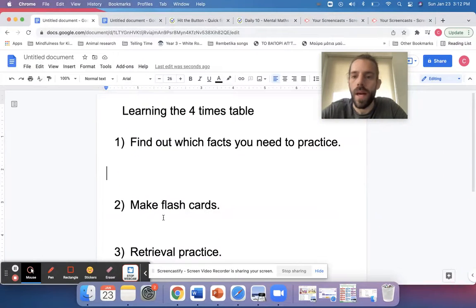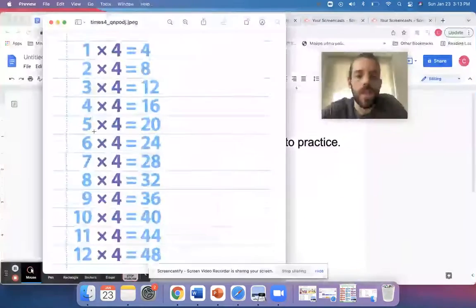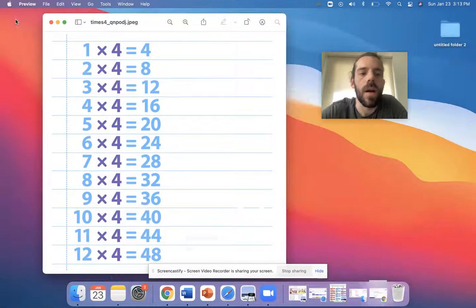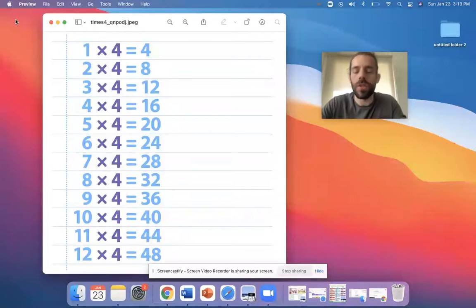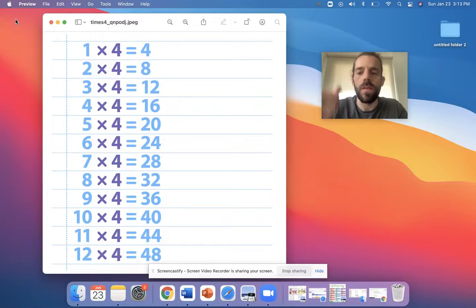One way to do that is you could get your mom or your little brother or somebody to have the four times table like this somewhere on their phone screen, or on the computer screen, or just on an actual piece of paper. They can see it, but you can't see it. And they say to you, what's 1 times 4? And you say 4. And they say, what's 3 times 4? And you say 12. No problem.